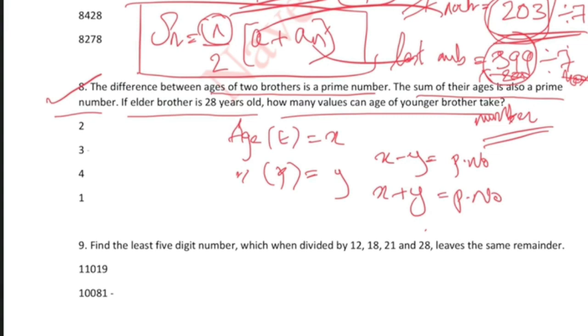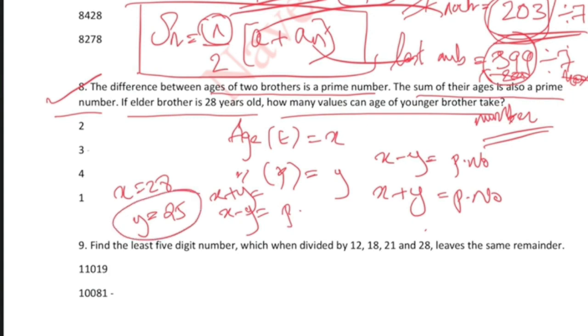Students, that is just substituting the values. If x is equal to 28, then what will be the value of y? That is what we have to find. If the value of x is equal to 28, then y can take the value 25. That is, the difference will be a prime number, and the sum is also a prime number. So we can take y equal to 25 if x is equal to 28.